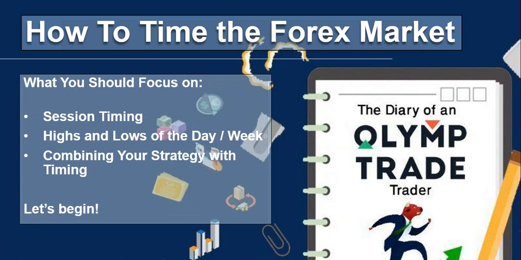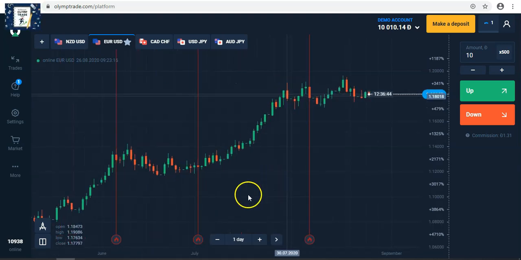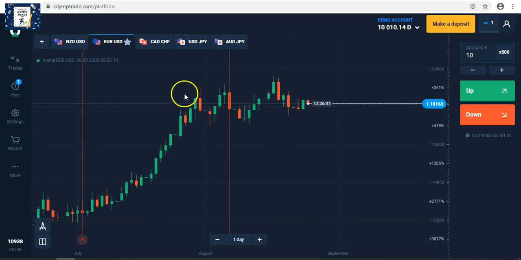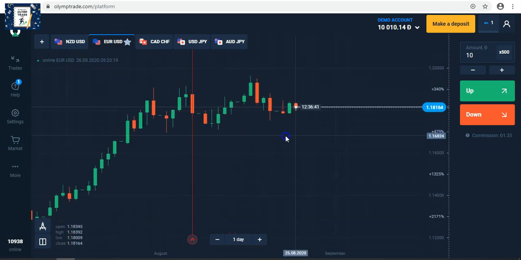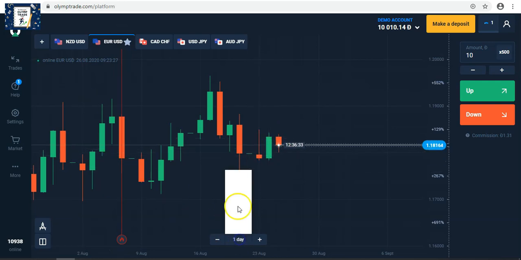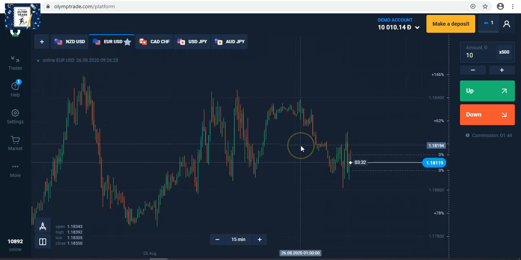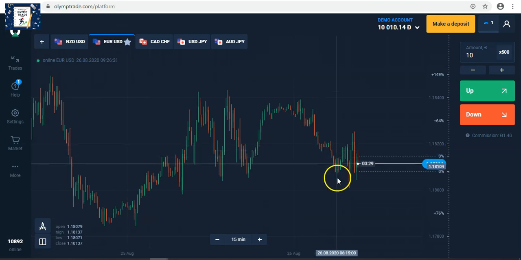So let's just go over to the chart quickly. Here we are just on the Olymp Trade platform again, and this is the daily chart for the euro dollar. So what I would do is I look at what's happening in the current day's candle in relationship to the previous day and in the current week. So if we just go to 15-minute time frame, here on the 15-minute time frame we can see a more detailed picture of what's actually happening.